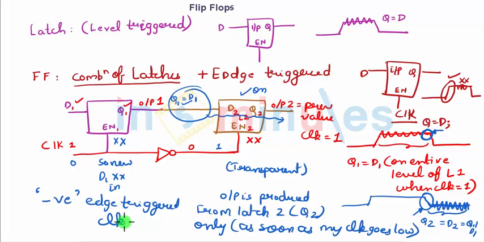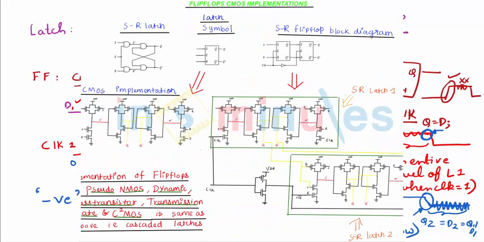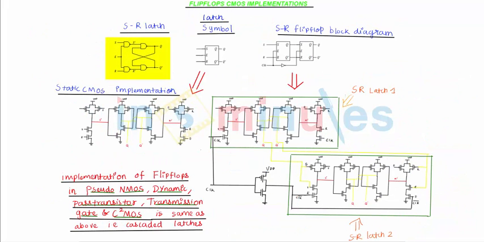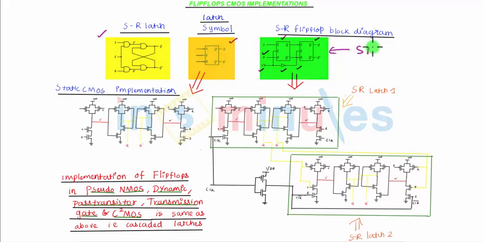Now we'll go ahead and make an SR flip-flop. So this is nothing but my SR latch, which we have already seen. This is the block diagram of that SR latch. This is my SR latch 1, this is my SR latch 2, where the enable signal to the first one is clock and the enable signal to the second one is from an inverter, which we just saw in the basics right now. So this becomes my SR flip-flop now.